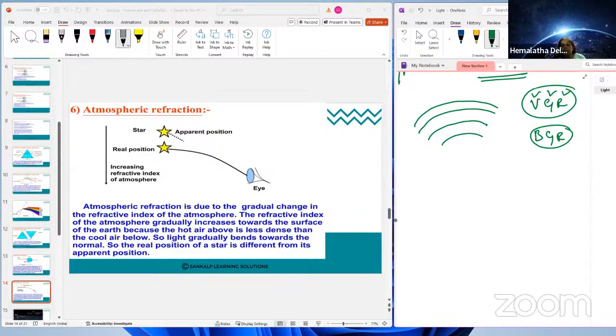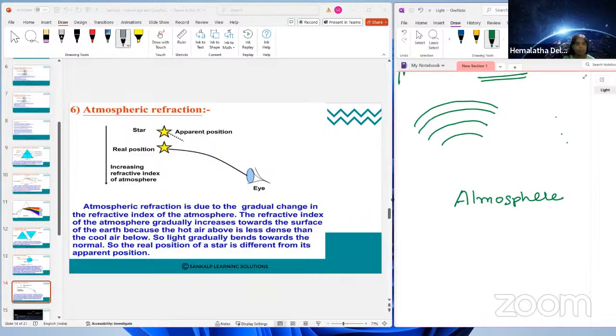Now one more thing we are studying is atmospheric refraction. What do you mean by atmospheric refraction? I will tell you. What is the meaning of atmosphere actually? Earth's atmosphere. We know that many planets in the solar system do not have any atmosphere, which is why life won't exist there. But Earth has a thick atmosphere. Suppose this is Earth. I'm not good at drawing.